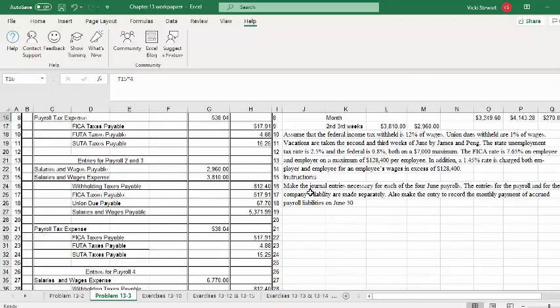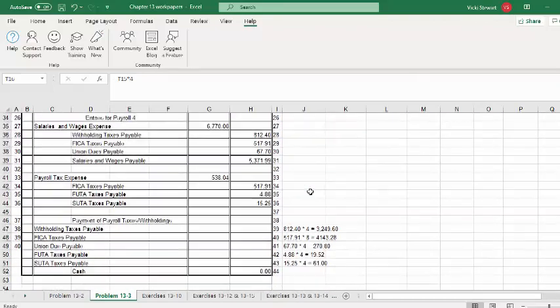So now we're going to record that entry to pay all of the withholding that we have been doing for the month. So we would debit withholding taxes payable for $3,249.60. We would debit FICA taxes payable for $4,143.28. Our union dues would be debited for $270.80.